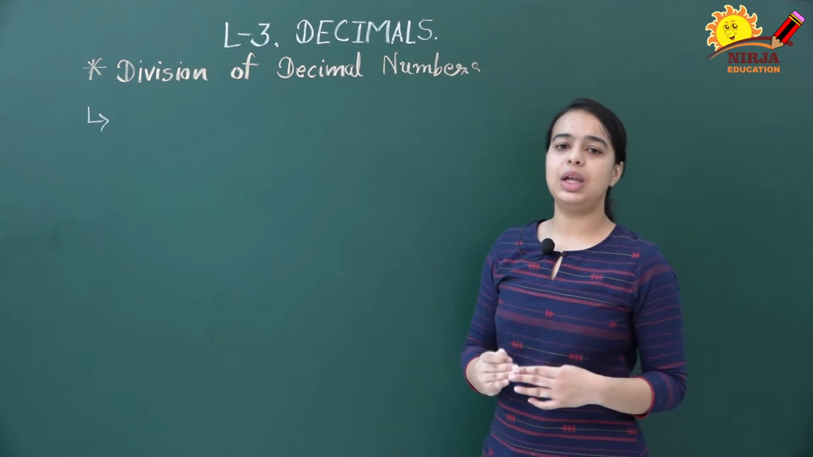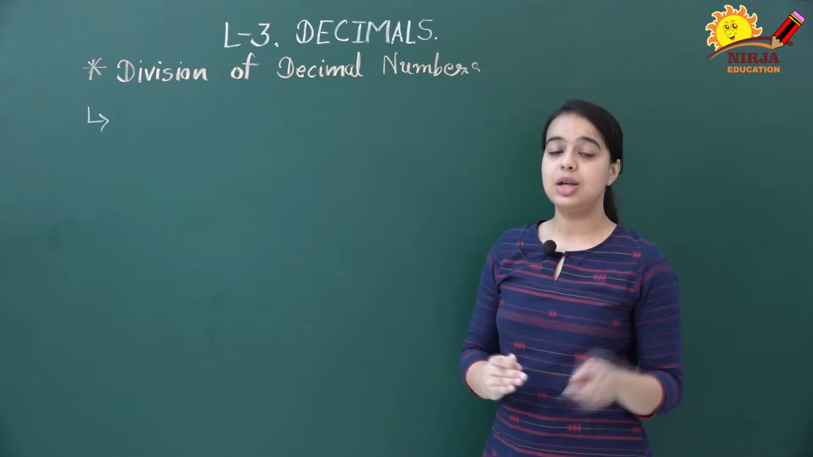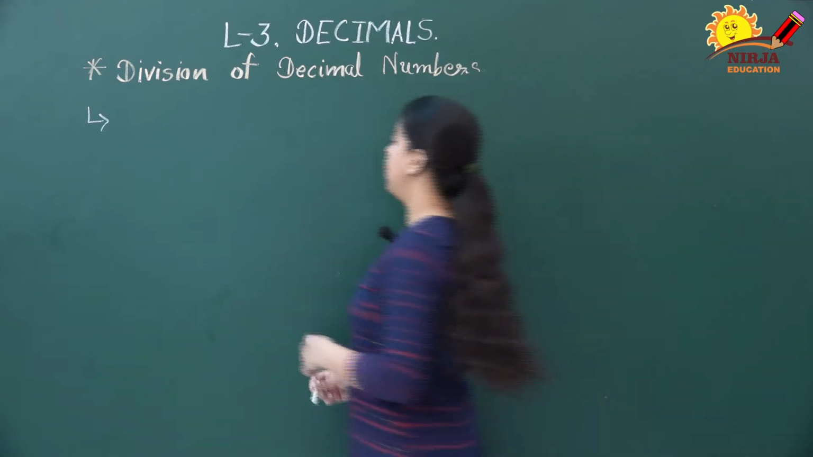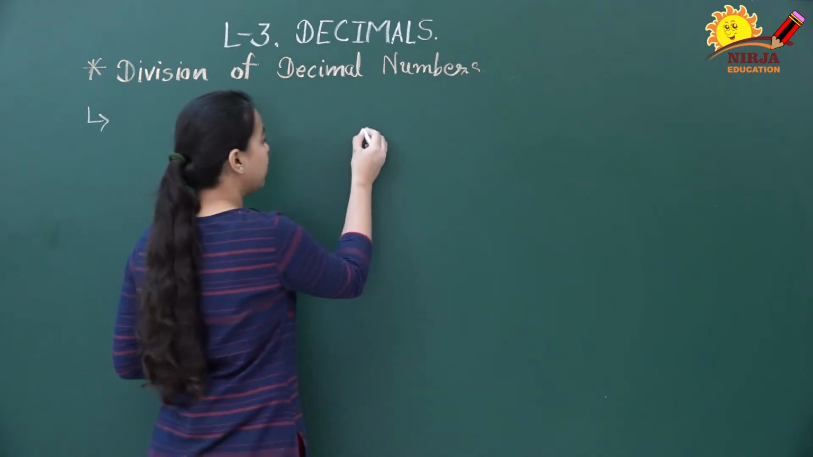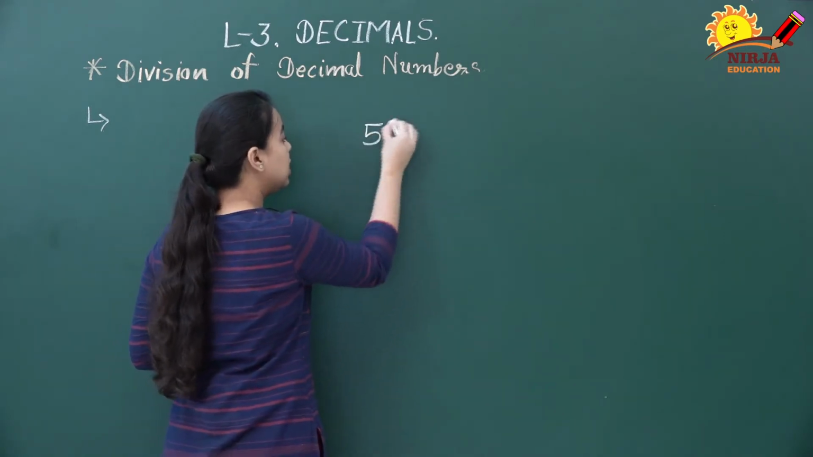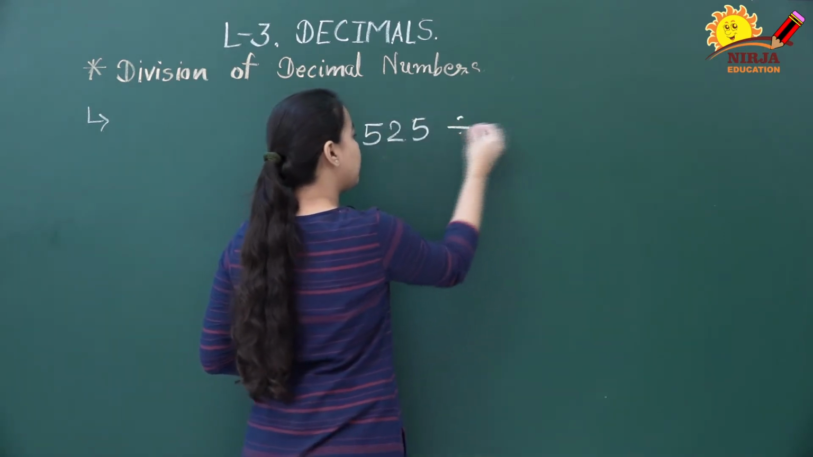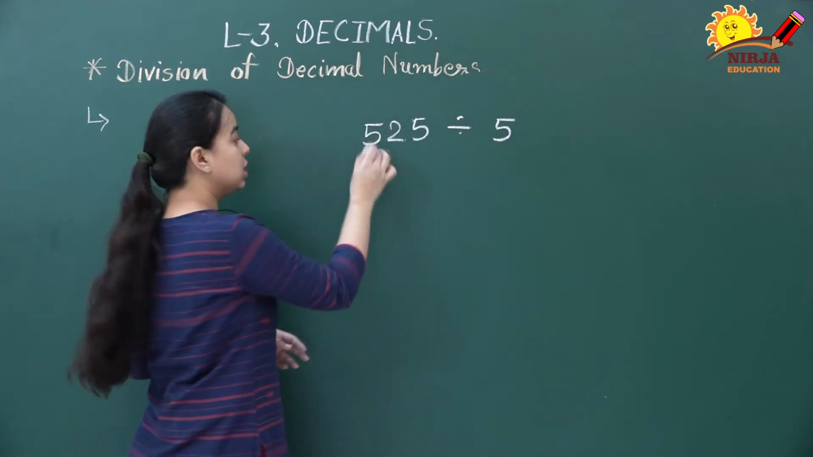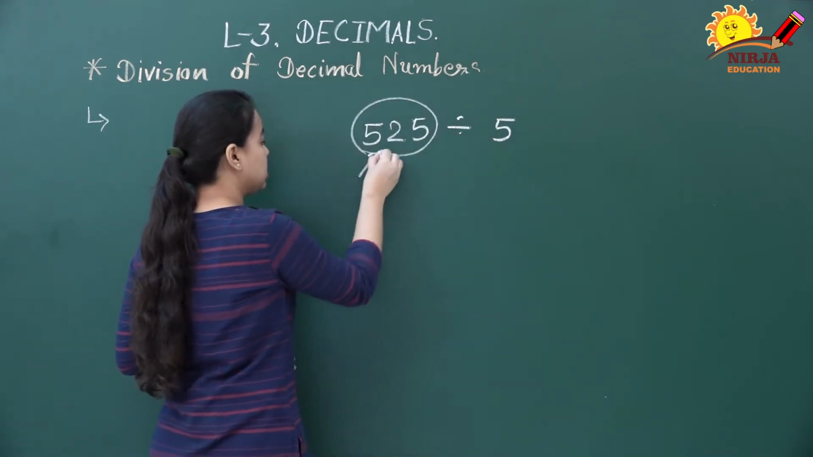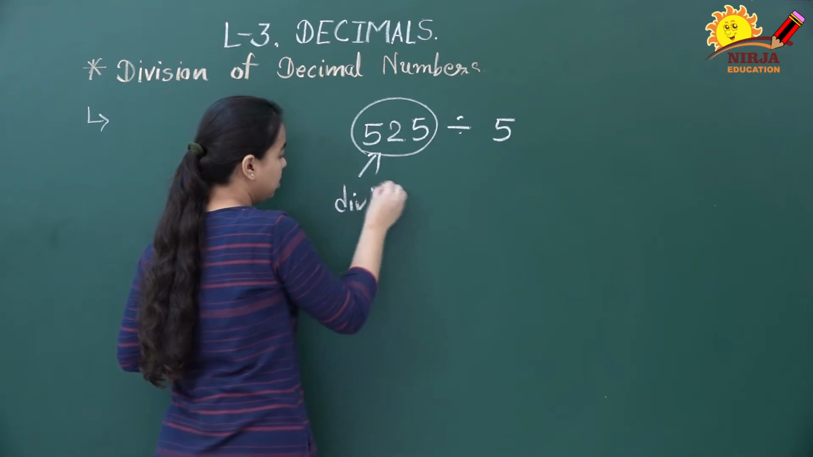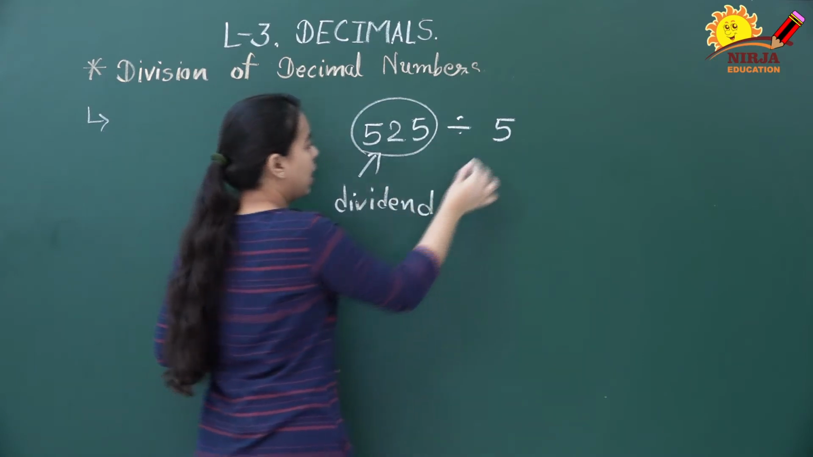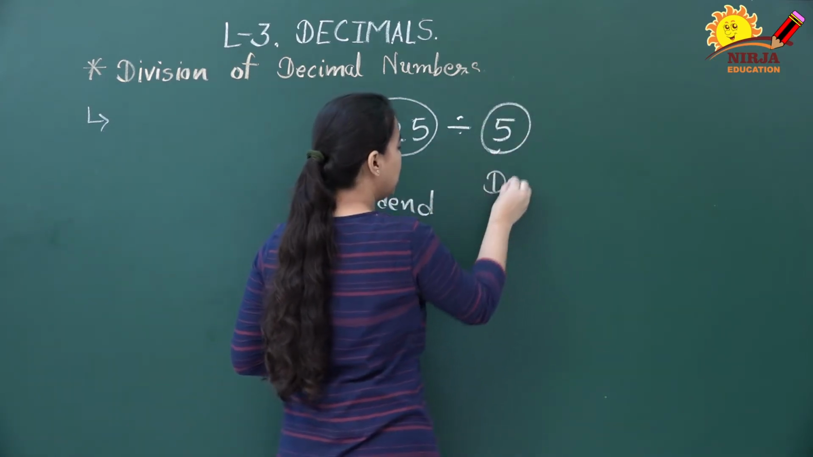Now we all know how to divide whole numbers, right? So let's start with the same. Here I am going to take two whole numbers. Suppose I want to divide 525 by 5. In this we can call this the dividend, and this is our divisor.